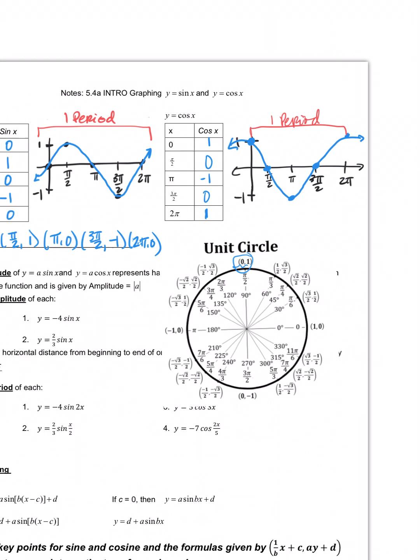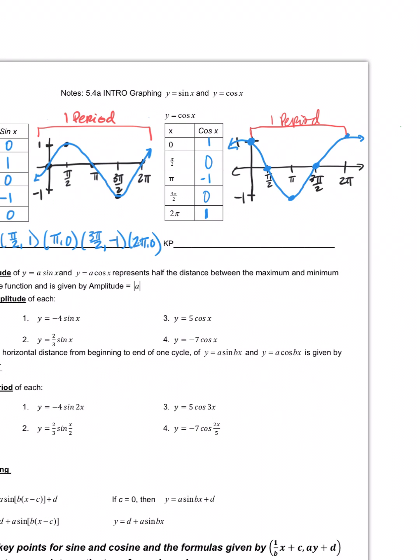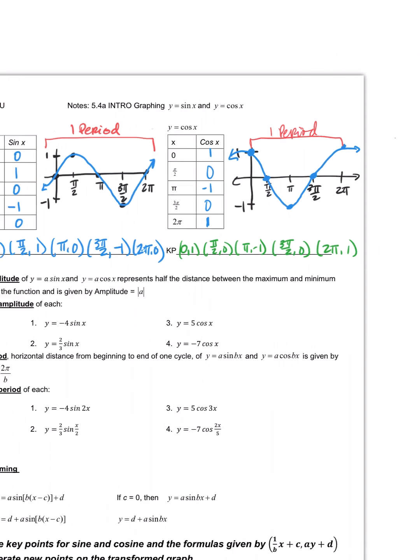All right, so you're going to be transforming these graphs, much like we did with all our parent functions back in the day. Okay, so before we jump ahead, let's look at our key points for cosine, straight from the table that we just got from our unit circle. The first point we're going to start with is 0, 1, and then pi over 2, 0; pi, -1; 3 pi over 2, 0; and then 2 pi back at 1. These are the 5 key points for cosine graphs.